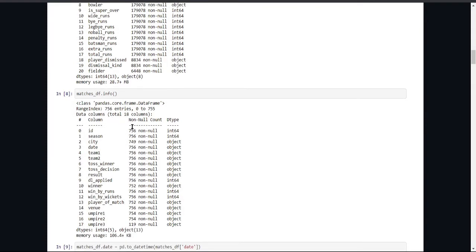So this is self-explanatory. And there are little to no missing null values in the matches, except for a few in winner, where a draw can explain the missing values over here. And for umpire 2, 3, it doesn't really matter for this data analysis at least.